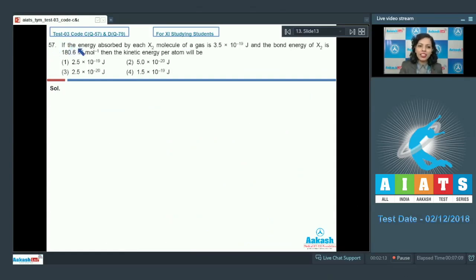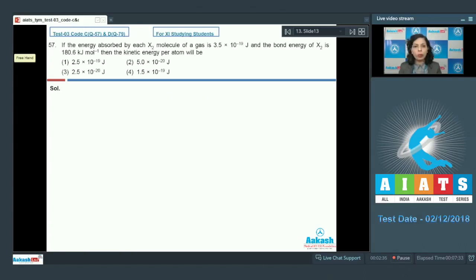Question number 57. If the energy absorbed by each X2 molecule of a gas is 3.5 into 10 to the power minus 19 joule, and the bond energy of X2 is 180.6 kilojoule per mole, then the kinetic energy per atom will be. So we are just going to talk about that particular gas which has the molecule X2.